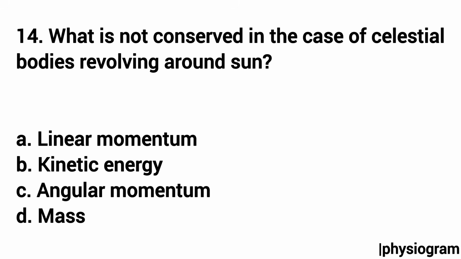Second, the kinetic energy is not conserved because as the planet moves in an elliptical orbit, its speed changes, faster near the sun, slower farther away. Total mechanical energy, that is kinetic plus potential, is conserved in the ideal two-body system, but kinetic energy alone changes continuously. Third, the angular momentum of a planet about the sun is conserved, and last, the mass of the celestial bodies is essentially conserved. So the answer will be option number B, that is kinetic energy is not conserved for the celestial bodies revolving around the sun.